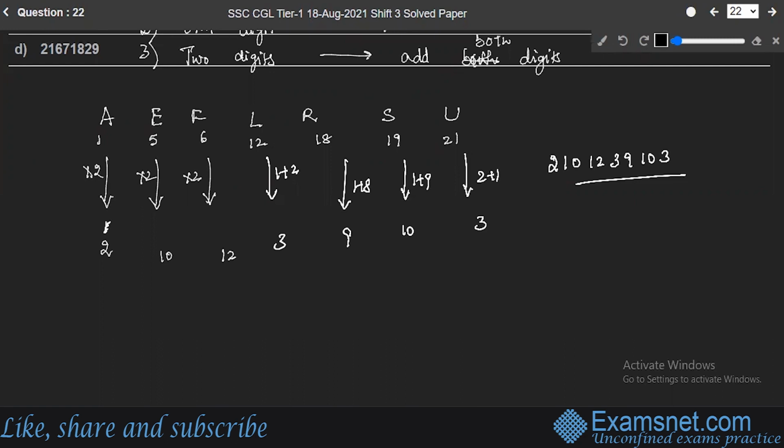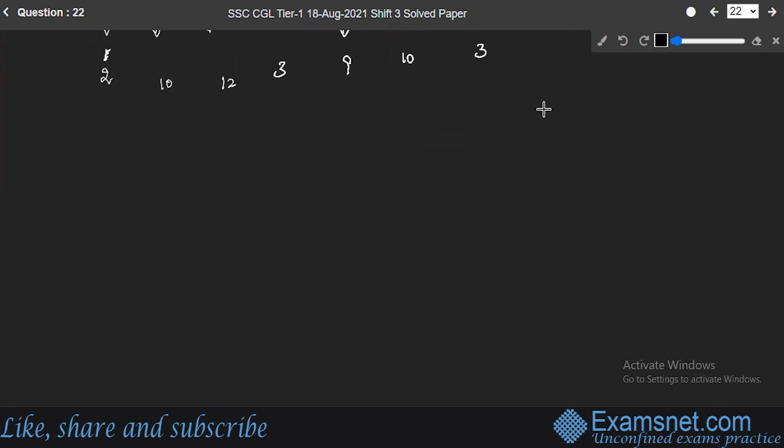Okay. So first of all, arrange poetry according to the alphabetical series. This is the second word, that's poetry. So it's E, O, P, R, T, Y. E is at 5, O is at 15, P is 16, 18, 20, and 25.